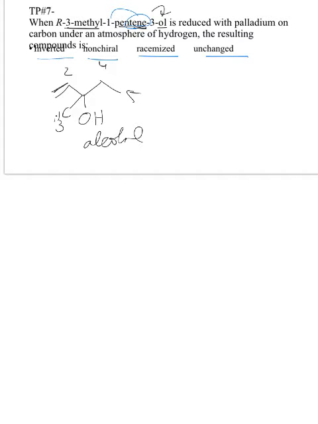Now, do you remember how to name? So you do the higher priority. These are the Cahn-Ingold-Prelog naming system, and your higher priority depends on your atomic number. So you're comparing oxygen, a carbon, and a carbon. So the oxygen would be 1 because it has a higher priority because its atomic number is actually 8.